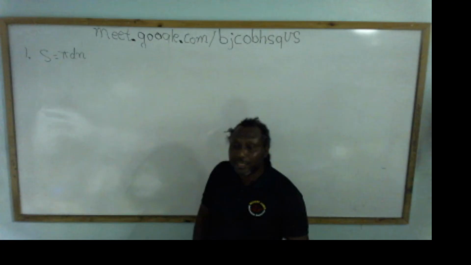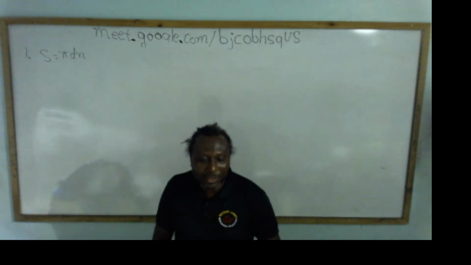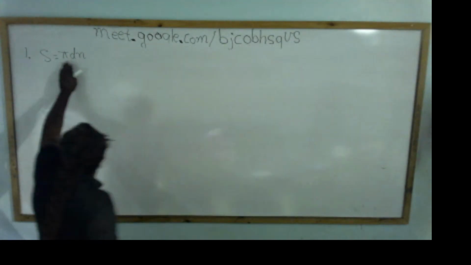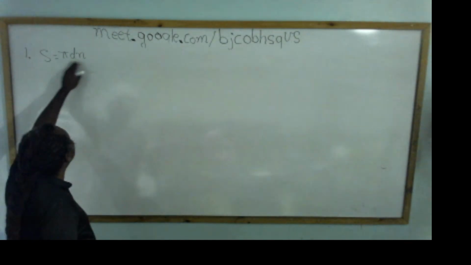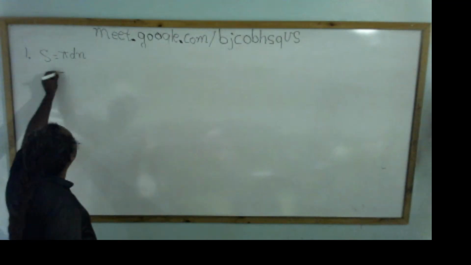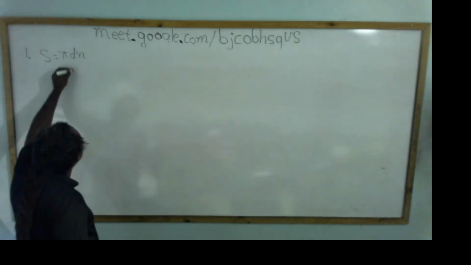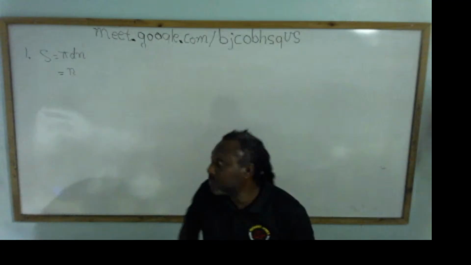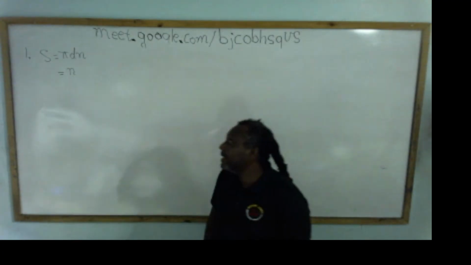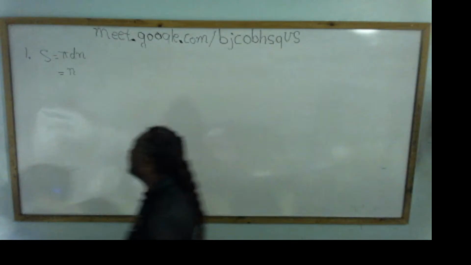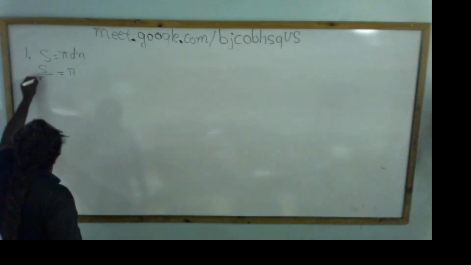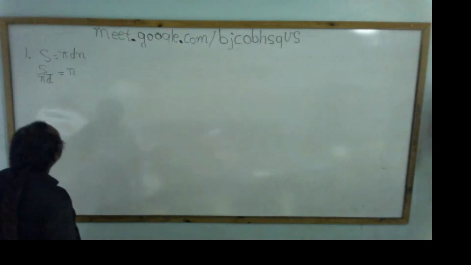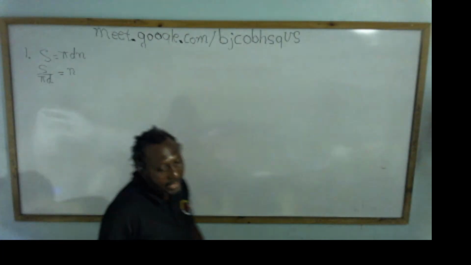In order to eliminate pi d, since they are in a multiplication relationship, we need to divide. So we need to divide the right hand side by pi d in order to eliminate pi d. When we divide the right hand side by pi d and pi d is eliminated, we just have n. We need to do the same thing on the left hand side also. We also need to divide the left hand side by pi d in order that the equation will be balanced. As a result, we have s over pi d is equal to n.